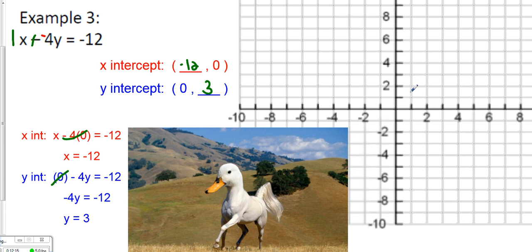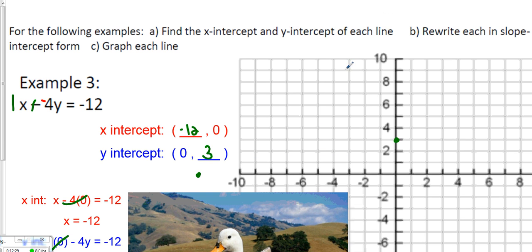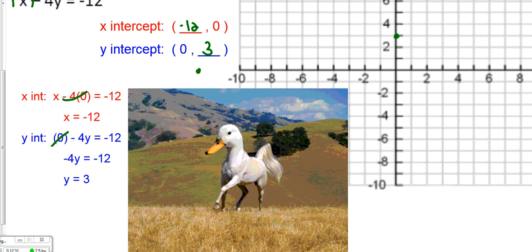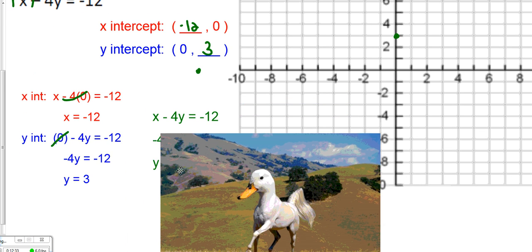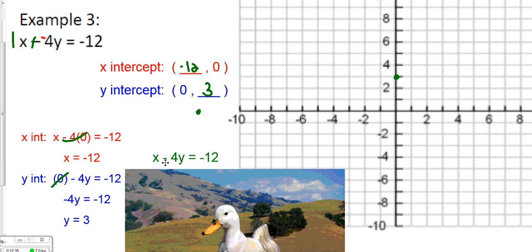I'm actually going to plot those points right now. Here's our y-intercept at 3. Here's going to be our x-intercept. It's going to be way over here off the chart at -12. Okay, we should be able to graph this already, but let's put it into slope-intercept form first and see if it fits. So, to do slope-intercept form, start with what we had.